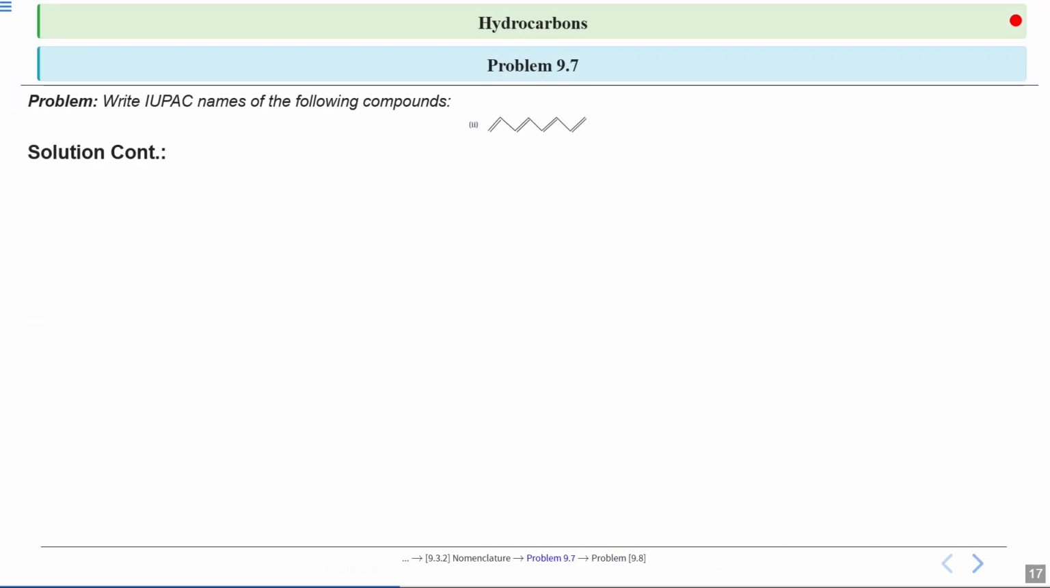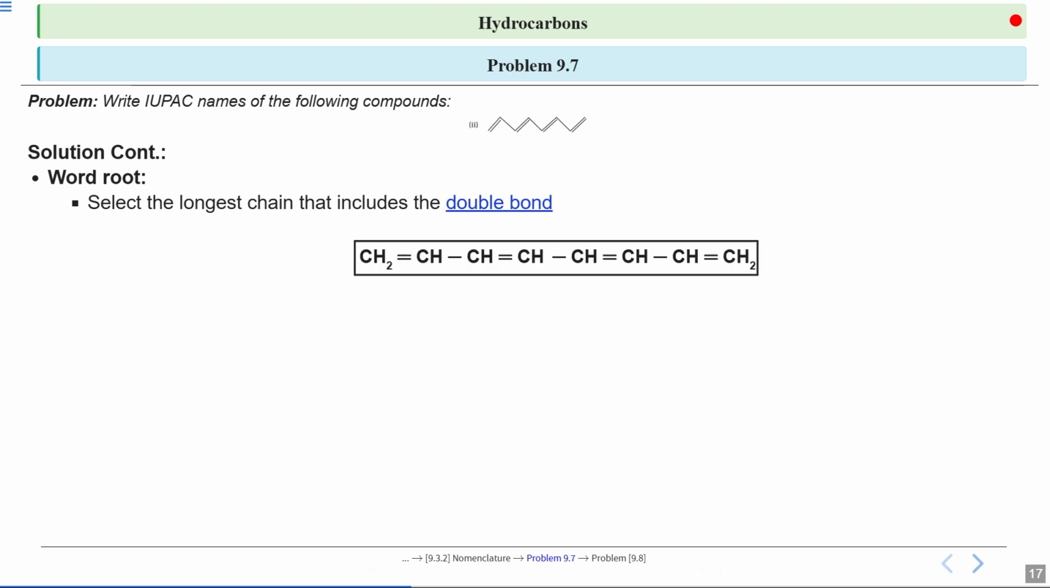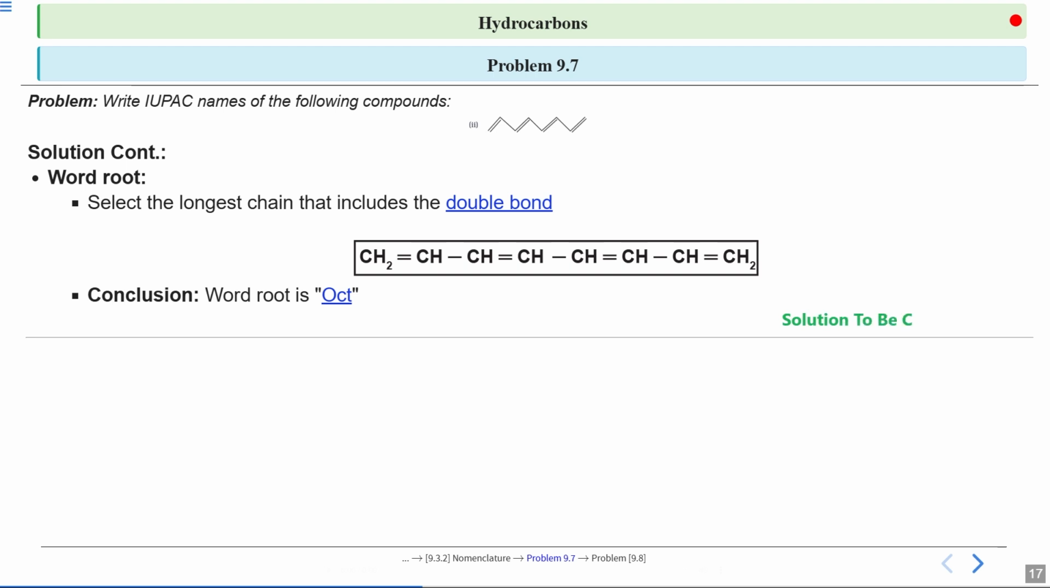What is the second step? It is deciding the word root. For that, you have to take the longest carbon chain that includes the double bond as well. If you look at this given compound, it is very clear that only one chain is possible, and it is represented here. In this one chain, 8 carbons are present. So the word root is oct. Therefore, we can say that the word root for the given compound is oct.